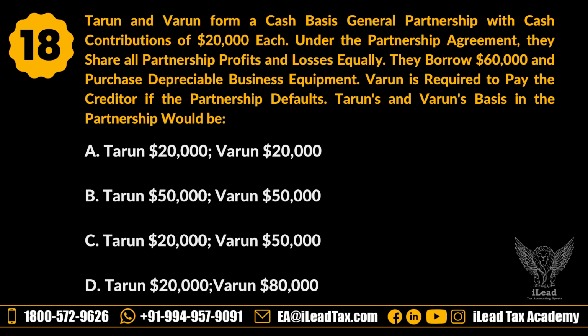Let's go to the next question. Tarun and Varun form a cash basis general partnership with cash contribution of 20,000 each. Under the partnership agreement, they share all partnership profit and losses equally. They borrow 60,000 and purchase depreciable business equipment. Varun is required to pay the creditor if the partnership defaults. Tarun's and Varun's basis in the partnership would be A. Tarun 20,000, Varun 20,000, B. Tarun 50,000, Varun 50,000, C. Tarun 20,000, Varun 50,000, D. Tarun 20,000, Varun 80,000.